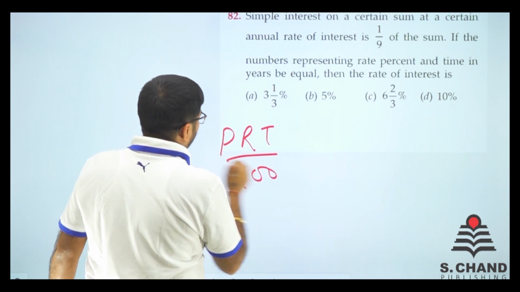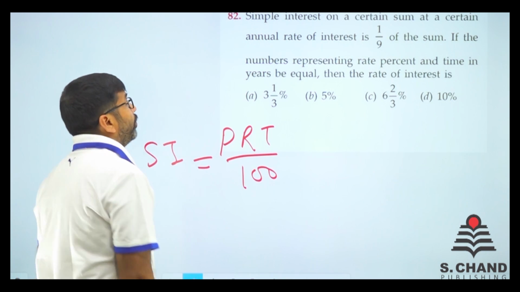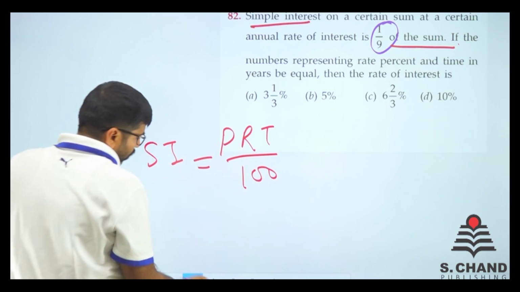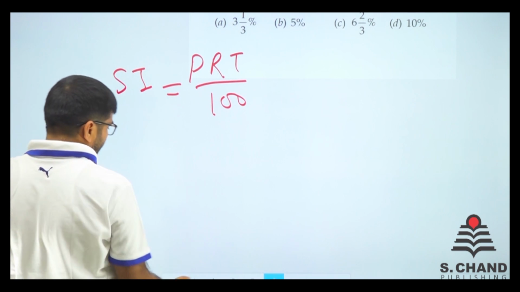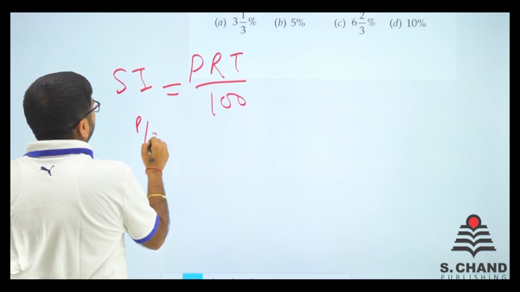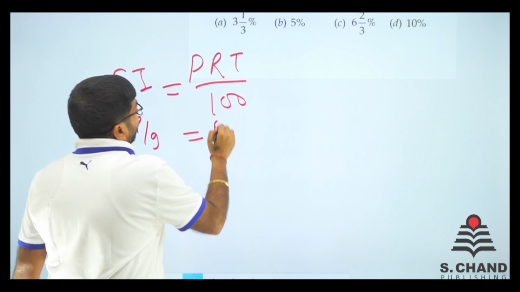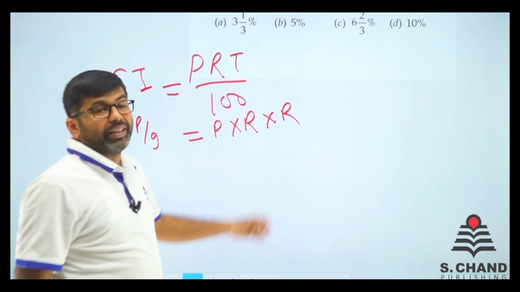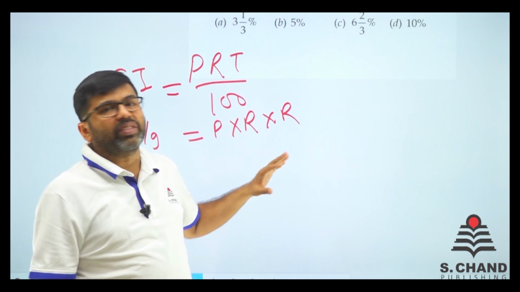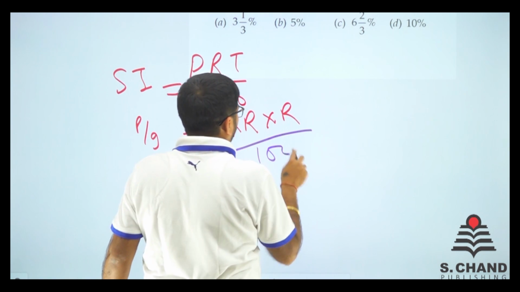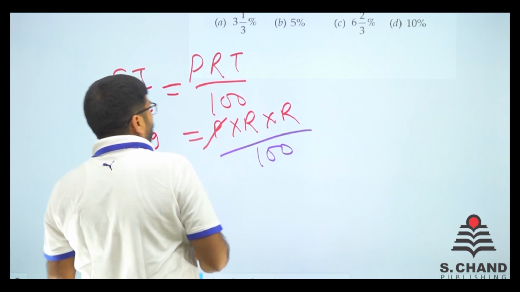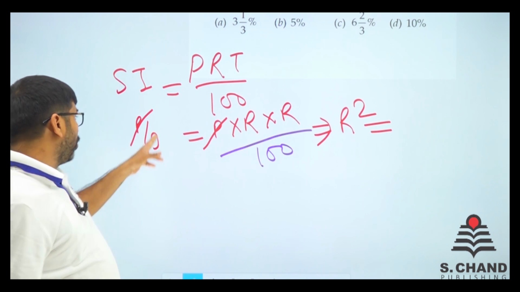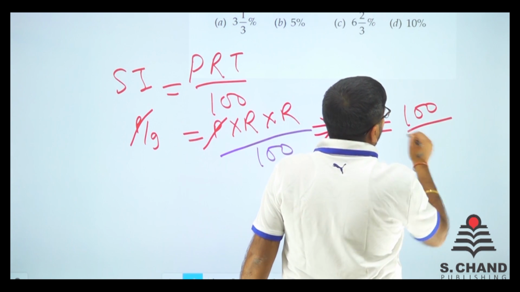PRT by 100 is what I know. The simple interest is 1 by 9 of the sum, so SI is given as P by 9 because principal is that, and it is P into R into T divided by 100, and R is the same because the rate of interest and time have the same numerical value. So P cancels out, and we get R square, 100 goes there, so it is 100 by 9.